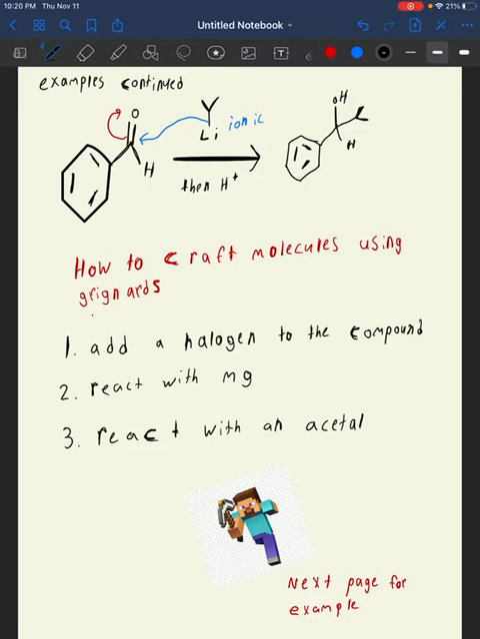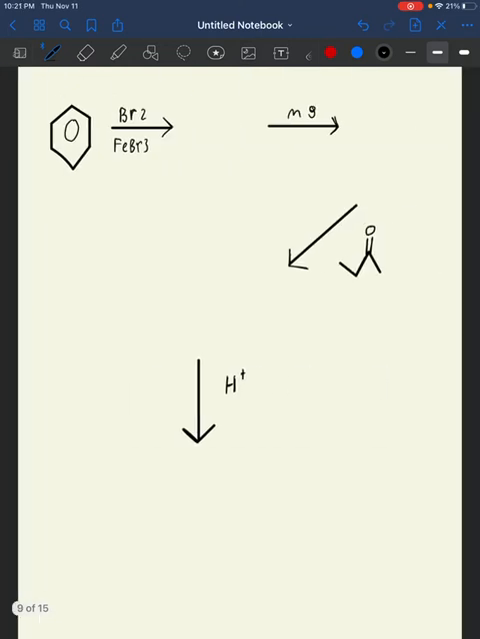Now, how do we craft molecules using Grignards? Well, much like Minecraft, you've got to start from the basics and build it up. And Dr. Paul does like using synthesis, so you are going to start from a basic molecule and use some Grignard reactions in order to build it up. But how do we do that? Well, first you add a halogen to the compound, then you react it with Mg, and then you react it with an acetyl. And let's take a look at this, see how this is done.